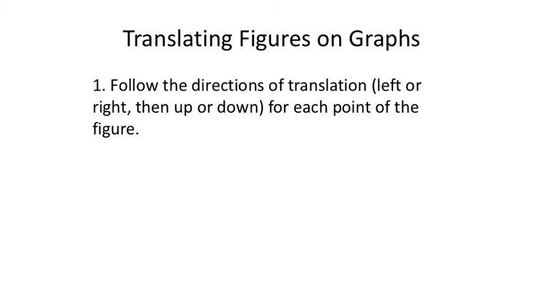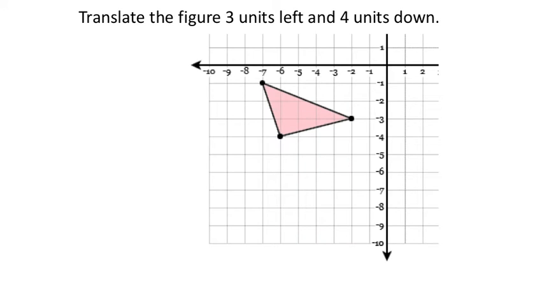So this is where we actually have to do the translations ourselves. So really all you got to do is follow the directions of the translation, left to right, then up and down for each point of the figure. That's it. But you do have to do it, and this is where it gets a little tedious, but it's for each of the points, okay? So this one right here, it says we're going to translate this figure, and they haven't labeled the points either, so that's fine. But we're going to take this 3 units to the left, and then we're going to go down 4 units. So we have to do this with all of the points, though, all of the corners, all the vertices of this triangle. So 3 units to the left, 4 units down.